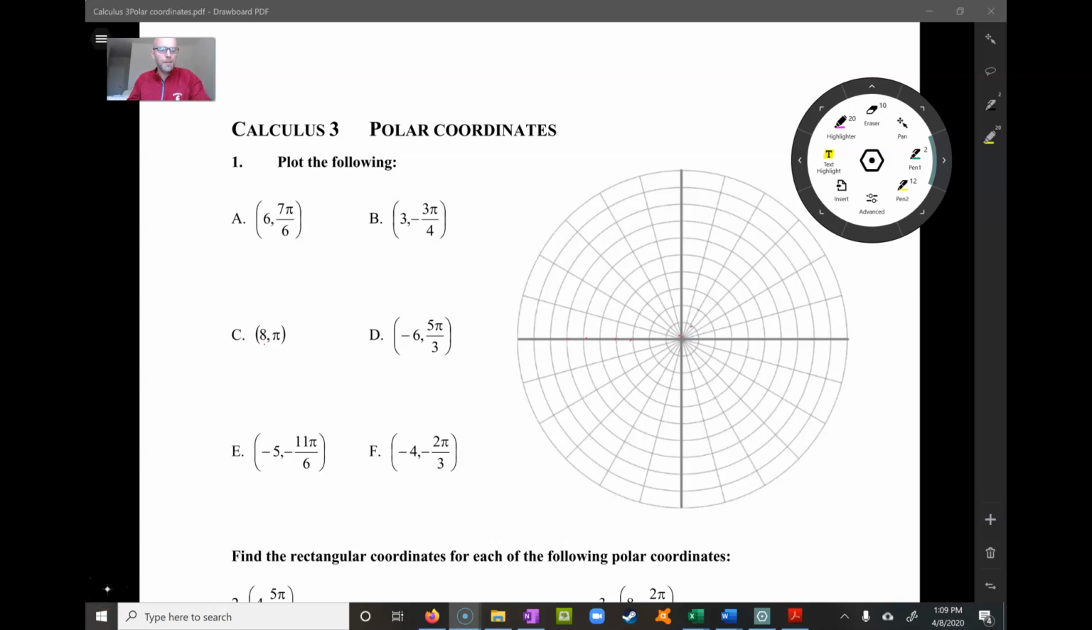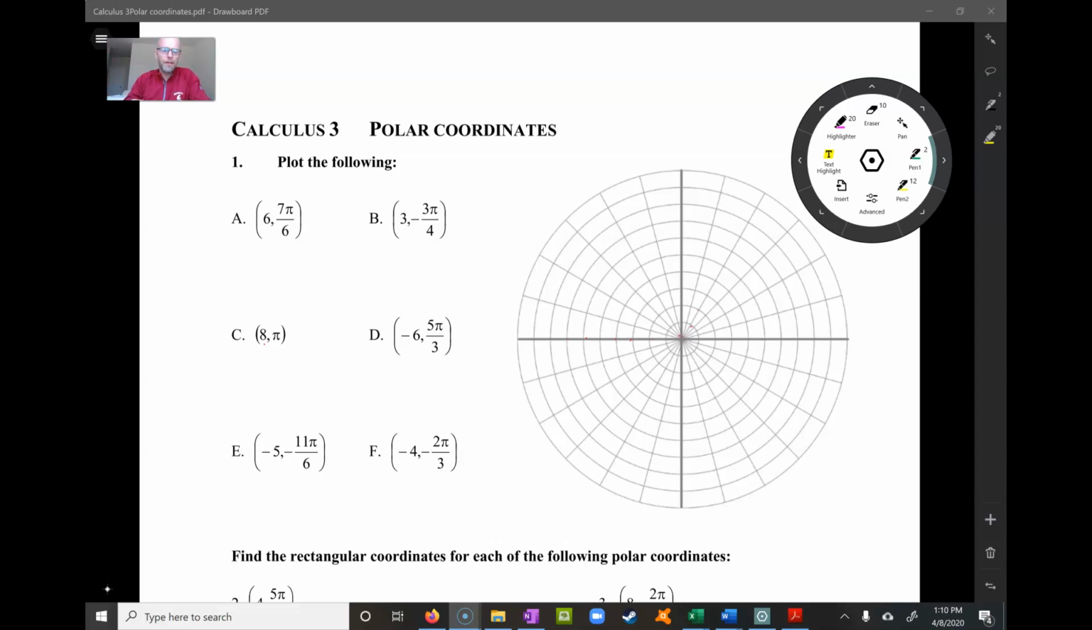This is a video on reviewing graphing polar coordinates and switching between polar coordinates and rectangular coordinates, both from point to point and also from equations. So with an emphasis on equations.